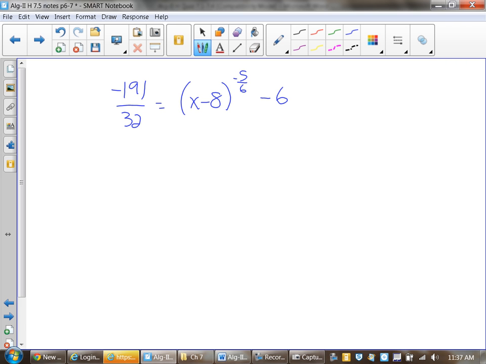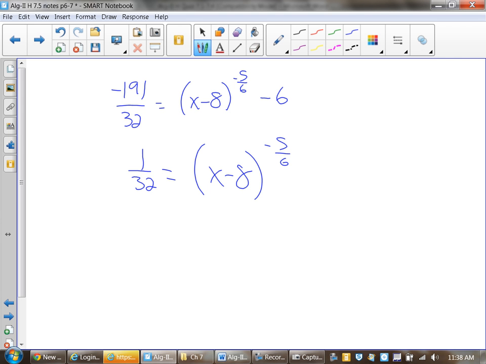In order to solve this problem, we have to get x by itself. We have to do a bunch of steps to get there. The first thing you're going to do is add 6. So in my calculator, I type in parentheses 191 over 32. I add 6 to it, and I get, oops, I didn't put negative there. And change it back to a fraction, you get 1 over 32 equals x minus 8 to the negative 5/6. Use your calculator, it doesn't lie.